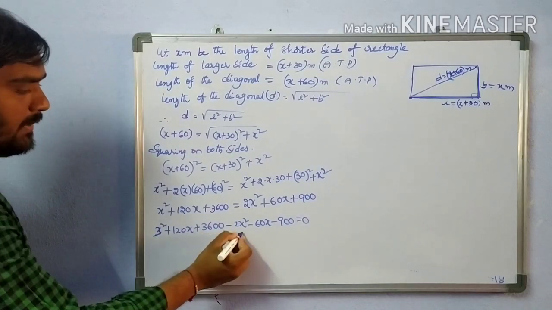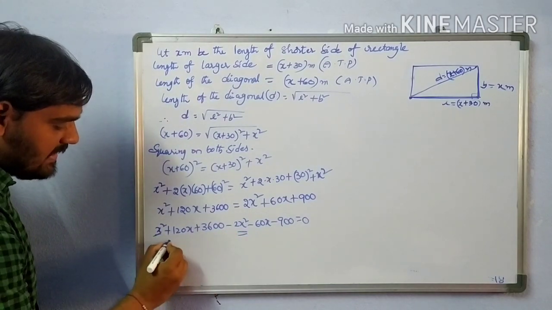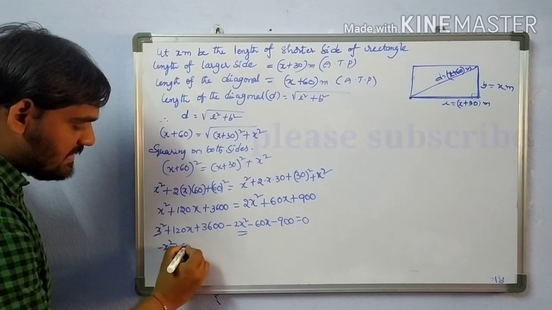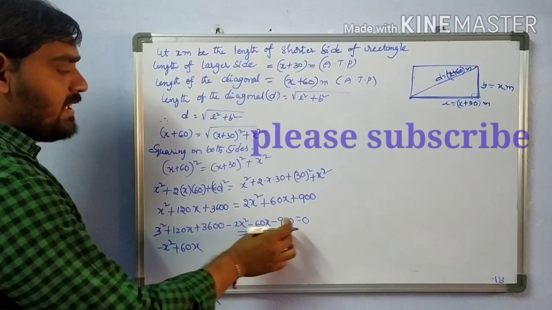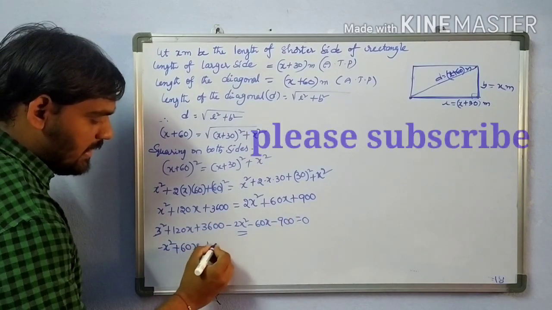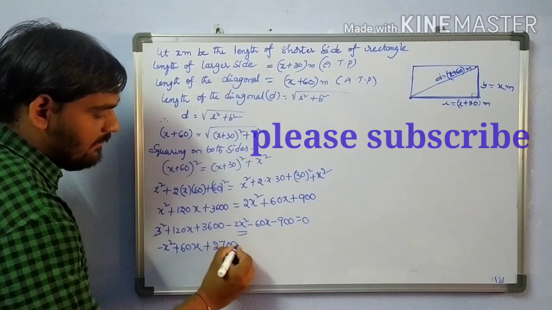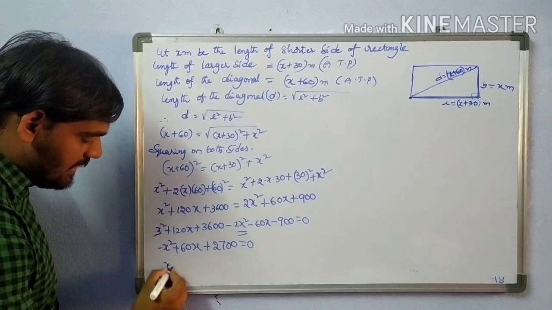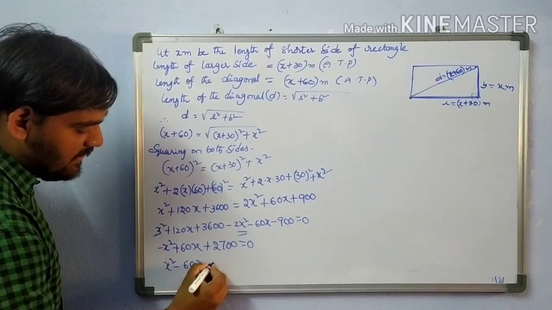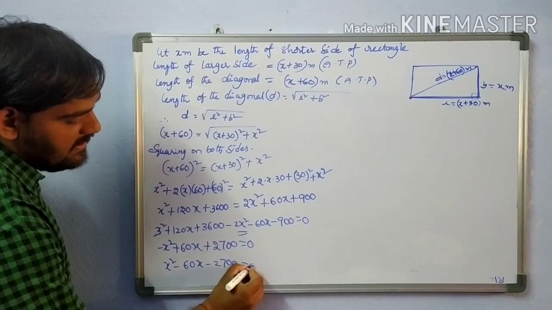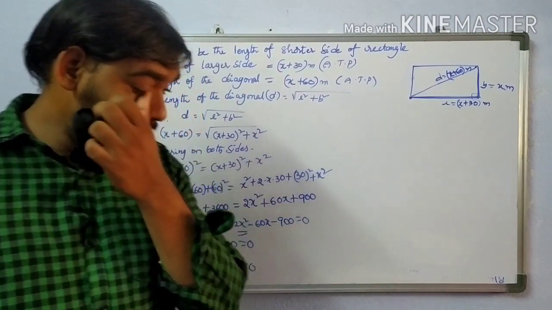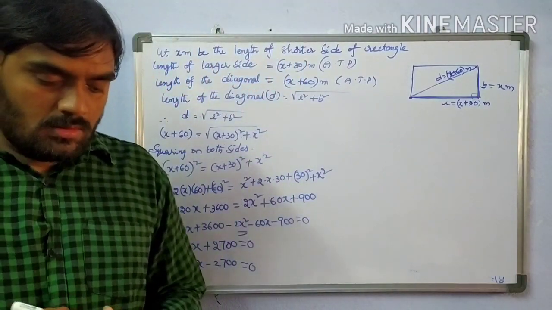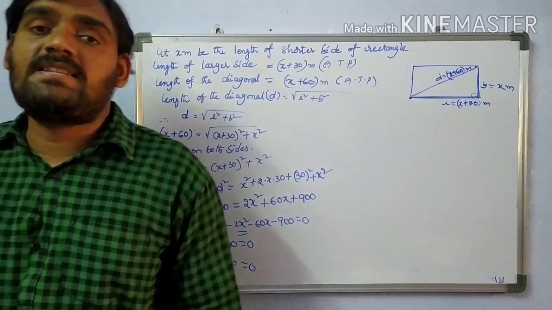Now x square minus 2x square, you will get minus x square, plus 120x minus 60x, so here you will get plus 60x, plus 3600 minus 900, so you will get plus 2700 is equal to 0. Multiply both sides with minus. At that time you will get x square minus 60x minus 2700 is equal to 0. Yes or no? So here it is in the form of a quadratic equation, like ax square plus bx plus c is equal to 0.